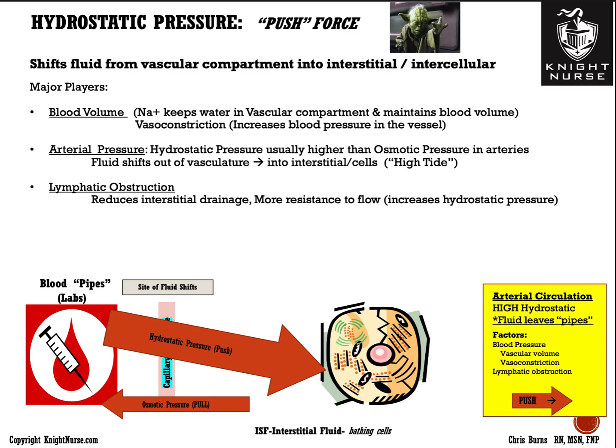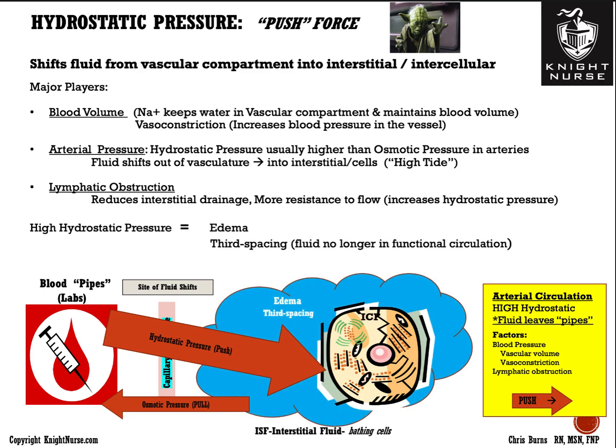Now, even in the arterial circuit, you have osmotic sucking pressure, because it's based on sodium and albumin. It's in the arterial vascular pipes, but it's just not enough to pull the fluid in the direction of the pipes. This high hydrostatic pressure pushes it out into the cells to bathe the cells. Now, you can get too much high hydrostatic pressure. If you get too much hydrostatic pressure, that's going to lead to fluid just hanging out in the interstitial fluid and cellular compartments, and this will cause edema.